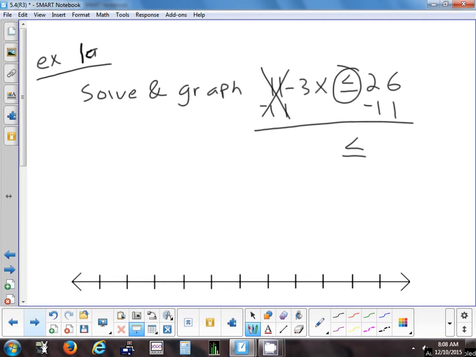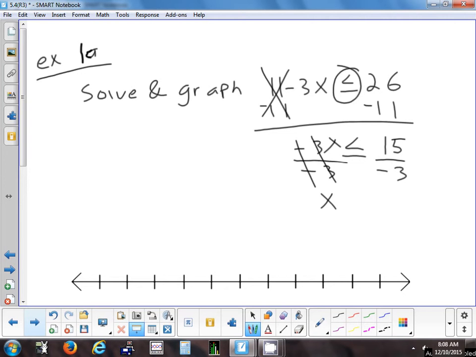What's on the left-hand side now, Kevin? Negative 3x. Yep, negative 3x. And on the right, 26 take away 11 gives me 15. All right, now my last step, and we got to be careful here. What's my last step? Yep. Good, I'm going to divide by negative 3. Divide by negative 3. The 3's cancel, negatives cancel. X is on the left.